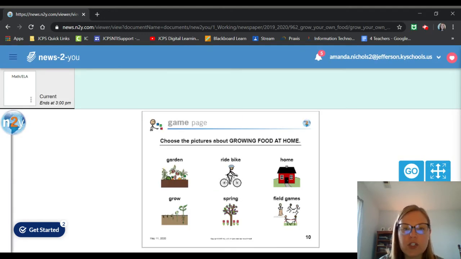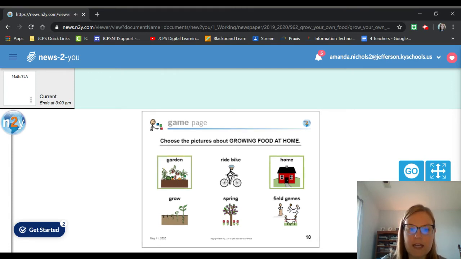All right, so we're going to choose the pictures about growing food at home. So our options are garden, ride bike, home, grow, spring, or field games. So I know we talked about growing food at home. And we also talked about, so you grow food at home using a garden. And then we've also been talking about growing. So at home, when you put seeds into the ground, they grow. And then we've been talking about spring as well, because most people start planting their gardens in spring.